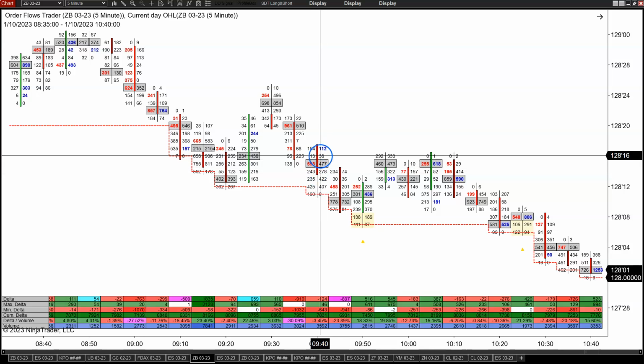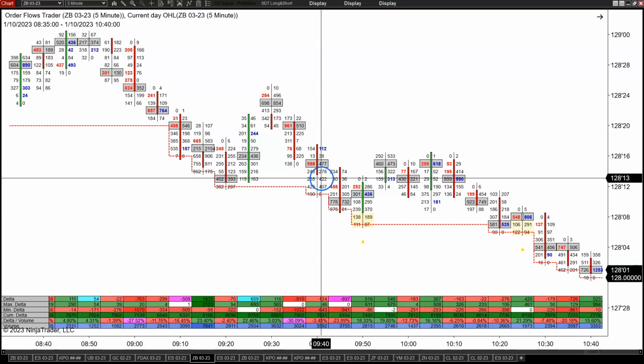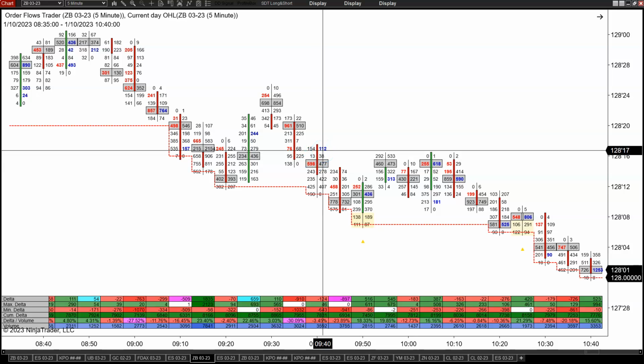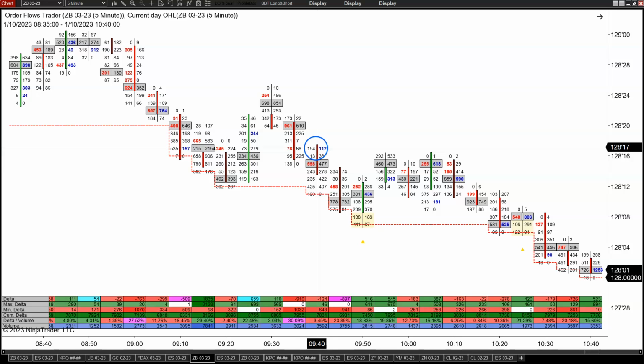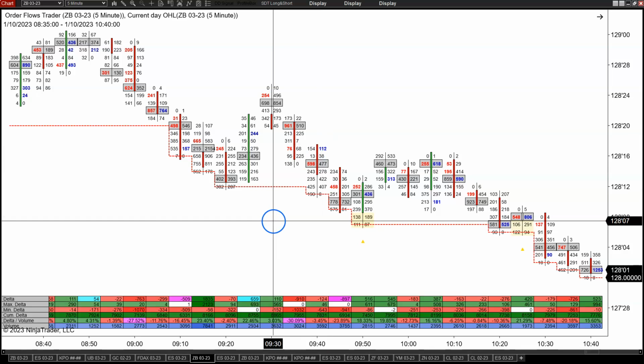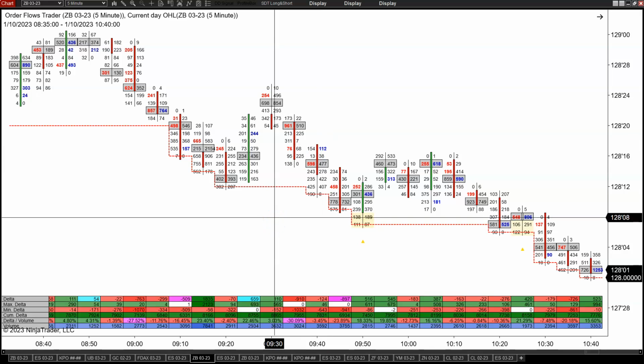Now, of course, these bars are going to keep going up and down until they complete. But once the bar completes, then I know that when it was 16 bid, only 13 contracts traded. When it was 17 offered, 112 traded. And I know that when it was 17 bid, there were 154 traded, nothing traded on the offer up here at 18.